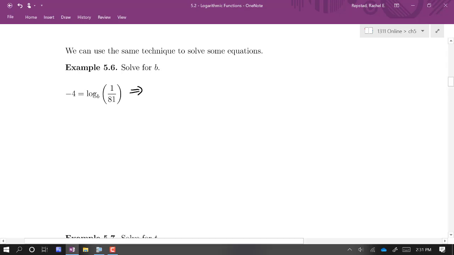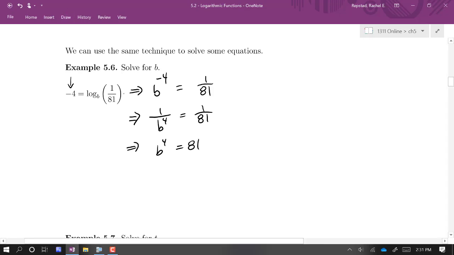So I take my base b, and I raise it to the negative 4 power. Remember that logs spit out the exponent, and that gives me 1 over 81. So now I just need to solve this equation. There are a couple of different algebraic routes we could take, but I'm going to rewrite the left side here as 1 over b to the 4th is equal to 1 over 81. And if 1 over 81 is equal to 1 over b to the 4th, then it must be the case that b to the 4th power is equal to 81.